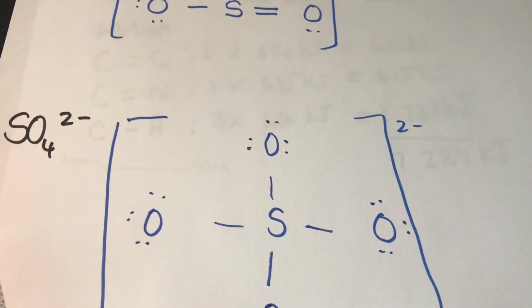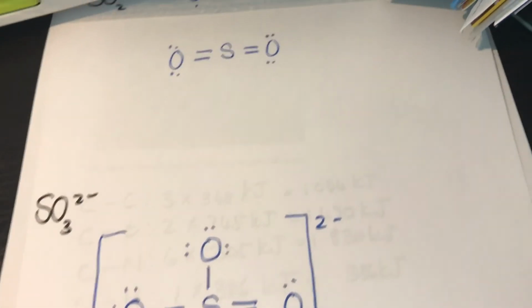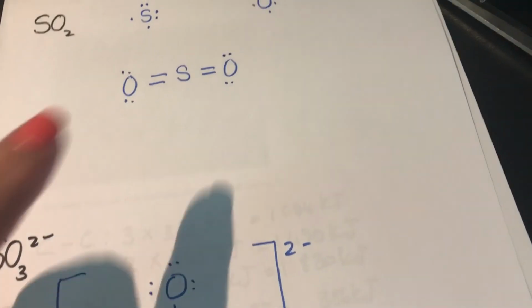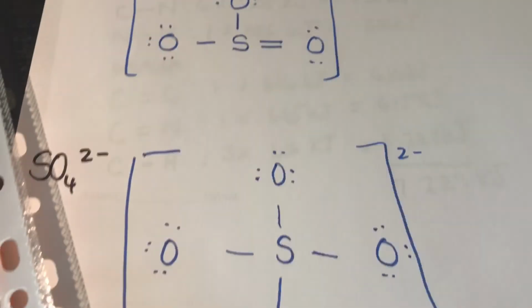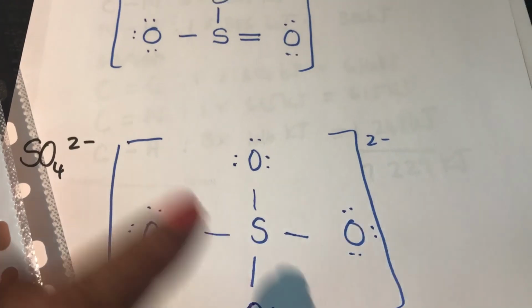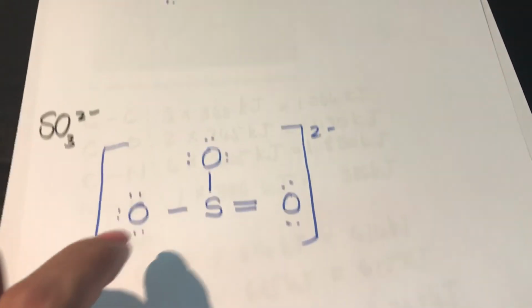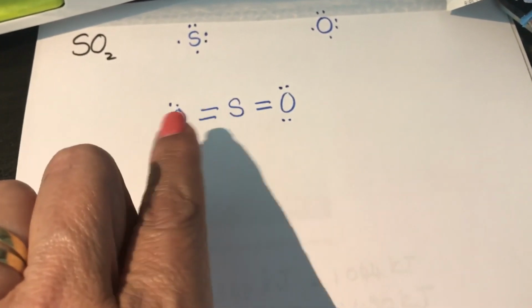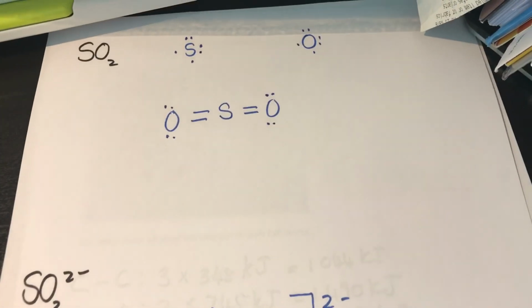If I want to see which of these bonds are going to be the shortest, which is going to be the closest, it will definitely be this one. If I want to know which ones are going to be the furthest, it's going to be this one. So remember, with single bonds, the elements are far apart, with double bonds, they're closer, and if there are 2 double bonds, they will be even closer. The strength of the bonds is going to be even greater.